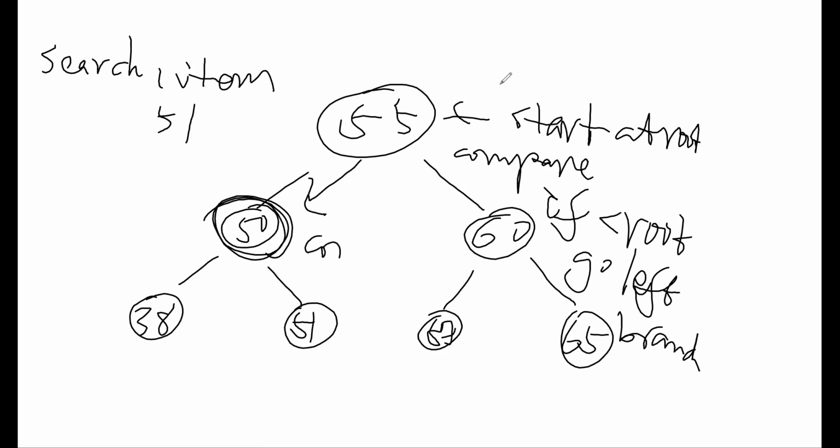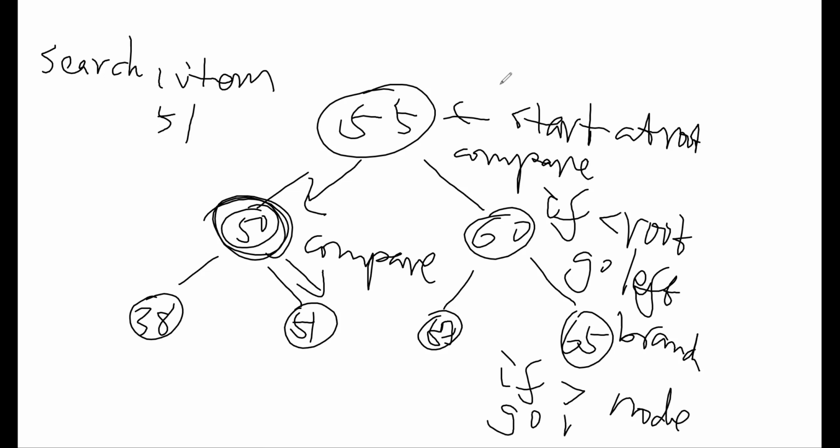Then you keep doing like this: compare again, and it's greater. If it is greater than the node item, then you go right. Then you compare with the next node, and you find both are the same. Then you say, okay, this is the item that I found.